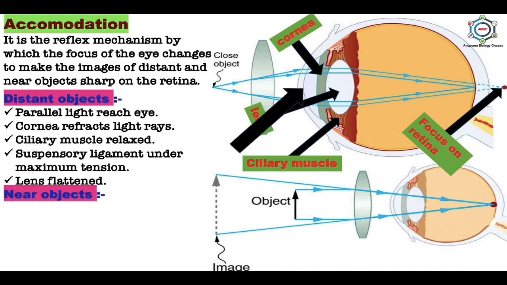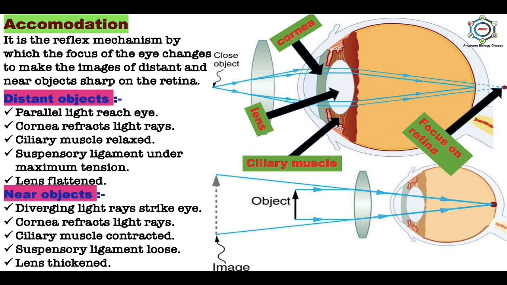And in the case of near objects, you can see in the picture. Here the diverging light rays strike the eye, the cornea refracts light rays, the ciliary muscle is contracted, the suspensory ligament is loose and the lens becomes thickened. Therefore, the degree of accommodation is changed by changing the convexity of the lens. This is done with the help of the ciliary muscles and suspensory ligaments, which are said to form the accommodation apparatus.